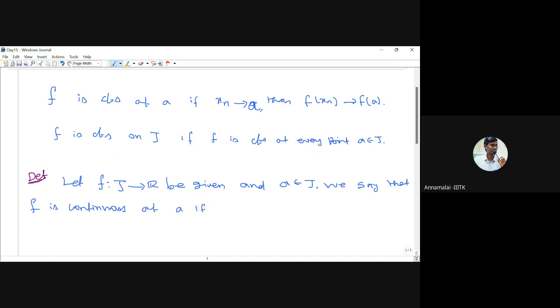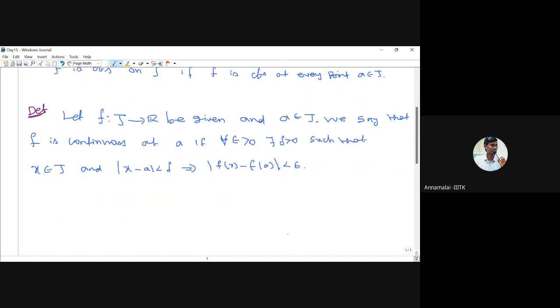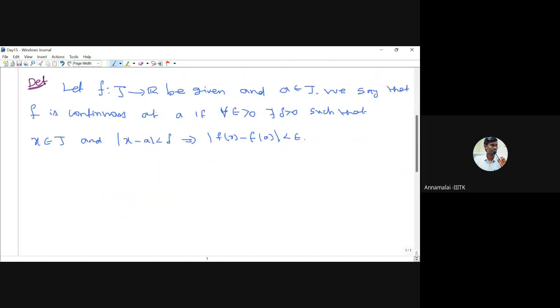if for every epsilon greater than 0, there exists a delta greater than 0 such that whenever x in J and the modulus of x minus A is less than delta, this implies modulus of f of x minus f of A is less than epsilon. It's the definition of continuous at a point.